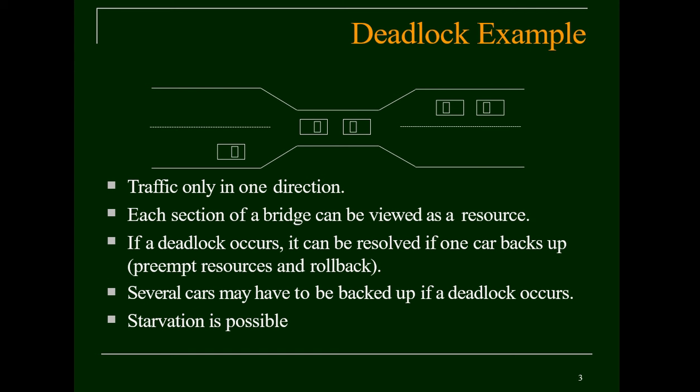Now this is another example of deadlock. As we can see, the bridge has traffic only in one direction, and each section of the bridge can be viewed as a resource. If the deadlock occurs, it can be resolved if one car backs up. Several cars may have to be backed up if the deadlock occurs.